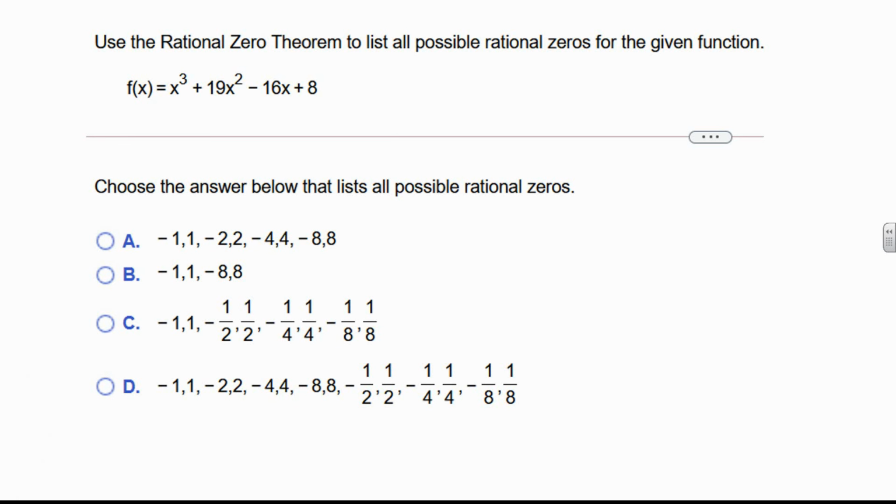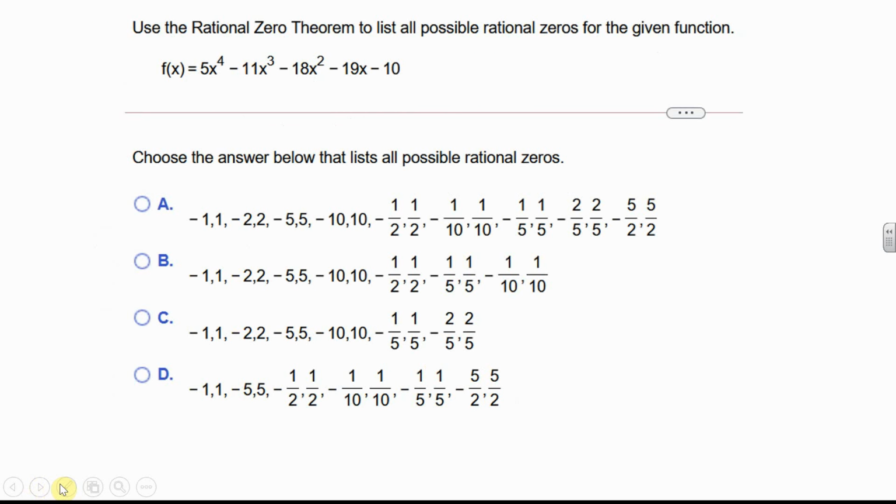Use the rational zero theorem to list all of the possible rational zeros for the given function. So it becomes all the possibilities of the plus or minus 8 all over plus or minus 1, which is just plus or minus 1, plus or minus 2. Here, plus or minus 4, plus or minus 8. So which one is that? Is that A? Everybody's good with that one? All right. Let's look at this one.